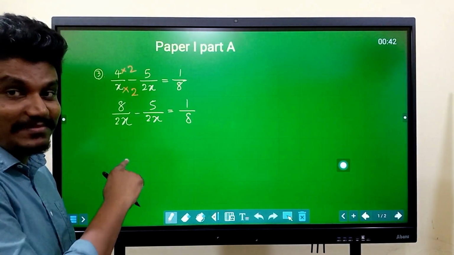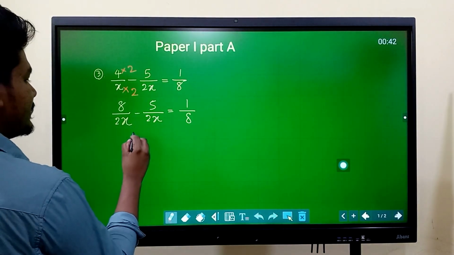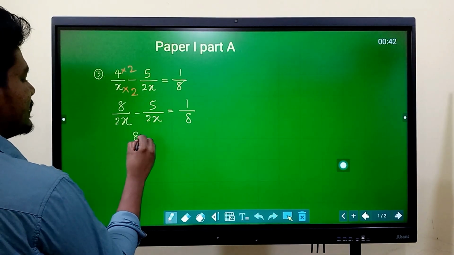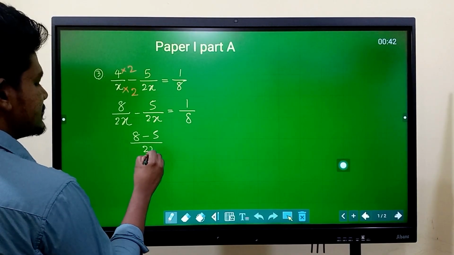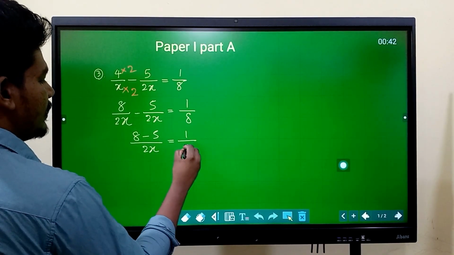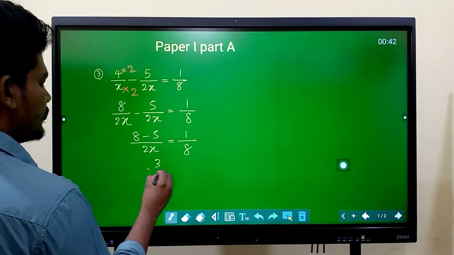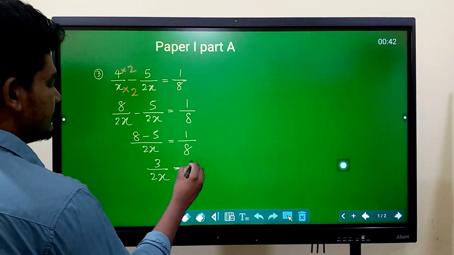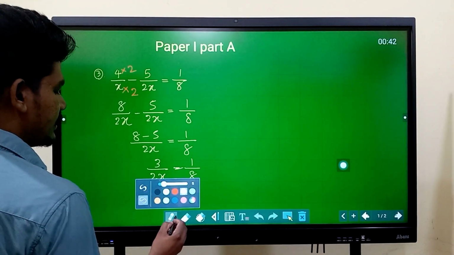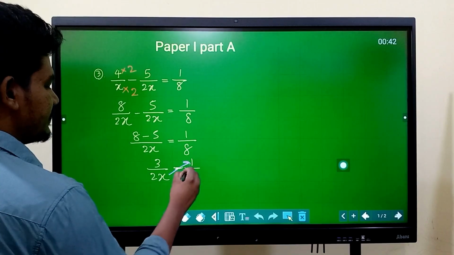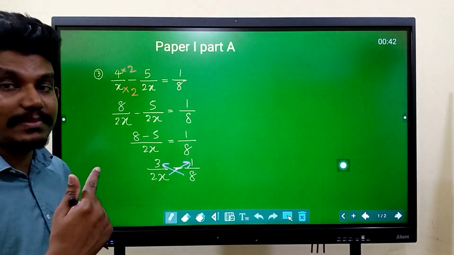Now on the left side we have the same denominator, so we can subtract the terms 8 and 5. 8 minus 5 over the same denominator equals 1 over 8. 8 minus 5 is 3, so 3 over 2x equals 1 over 8. Now what we do? This time we're going to cross multiply the equation.